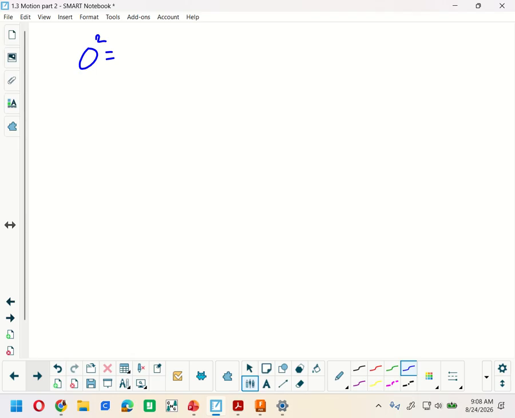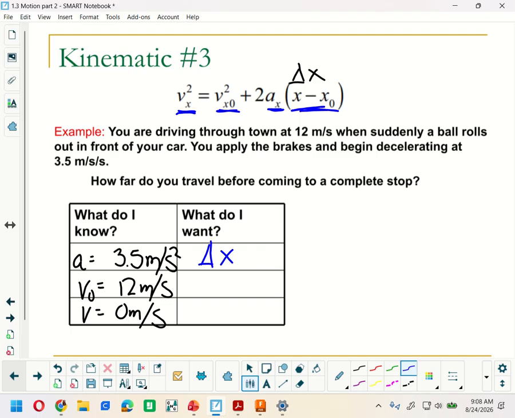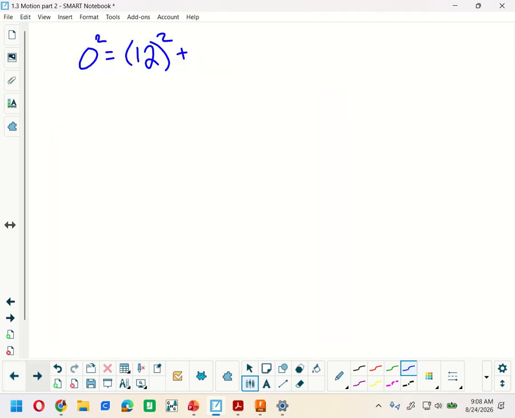What was the ending? Ending was my initial velocity, 12, and plus 2 times acceleration times my delta x.